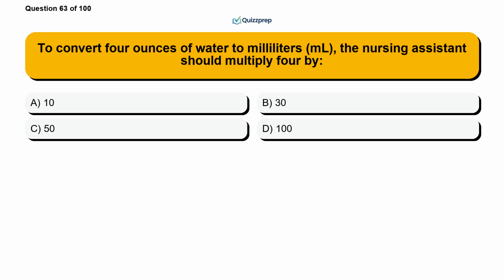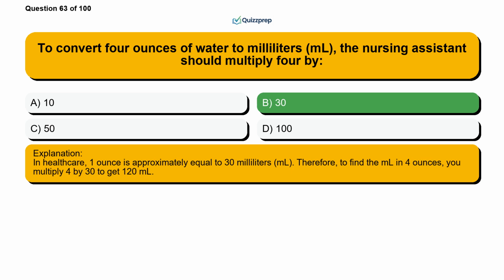Question 63. To convert 4 ounces of water to milliliters, ml, the nursing assistant should multiply 4 by option A, 10, option B, 30, option C, 50, option D, 100. The correct answer is option B, 30. In healthcare, 1 ounce is approximately equal to 30 milliliters, ml. Therefore, to find the ml in 4 ounces, you multiply 4 by 30 to get 120 ml.